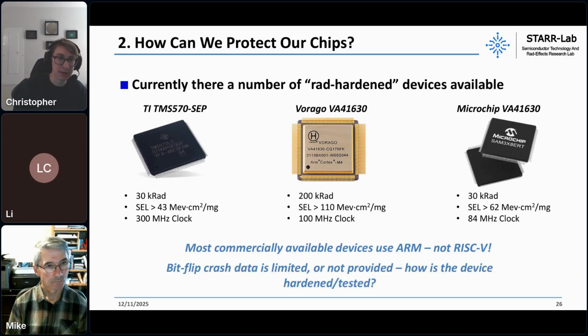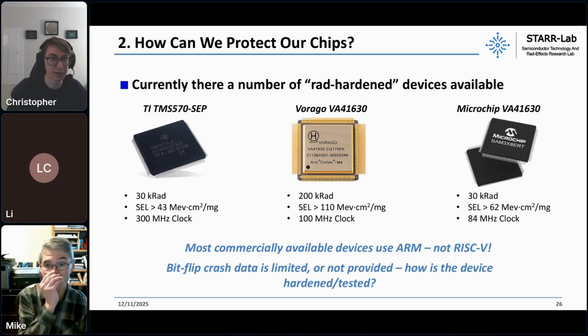And as well, oftentimes, data relating to the number of bit flips or crash data due to these single event effects isn't always provided, or the information around it is maybe a little bit lacking. So as a designer, you might be wanting to ask, well, how exactly was the device hardened? Like what exactly is going on to try and make this more reliable?